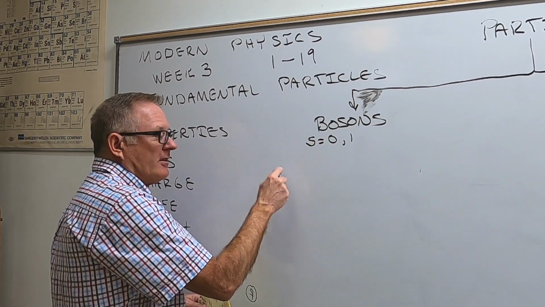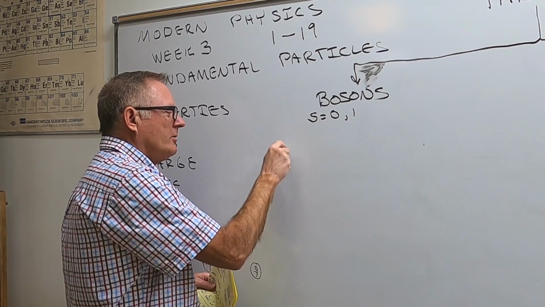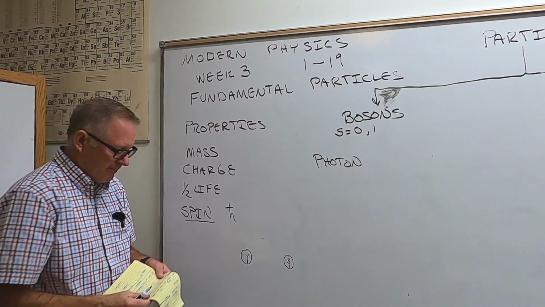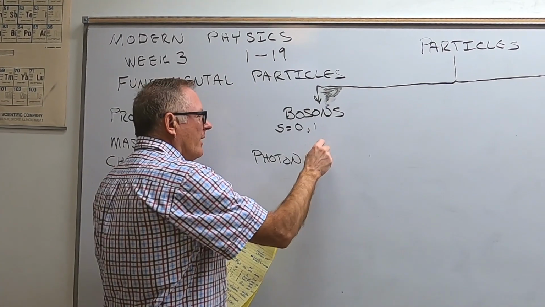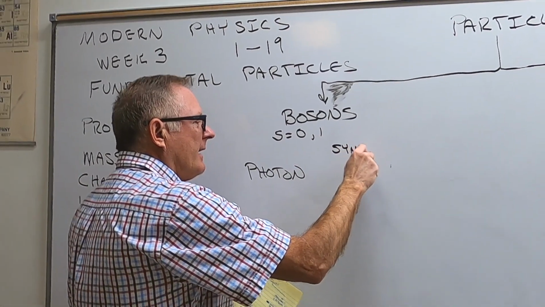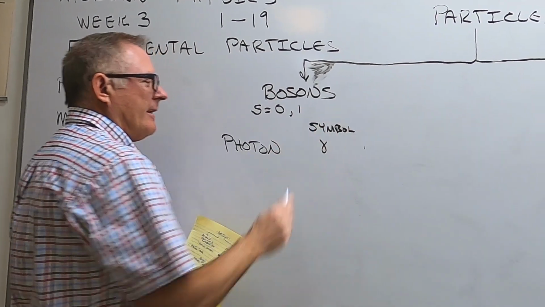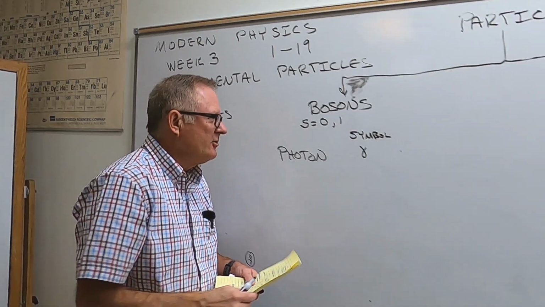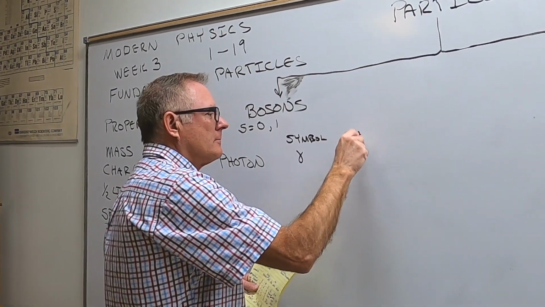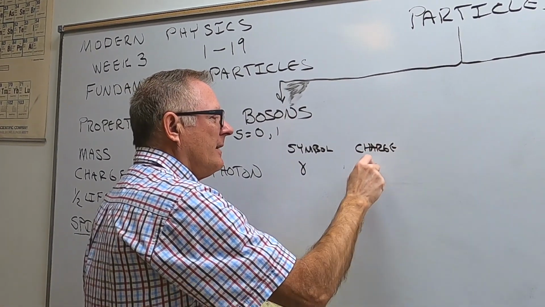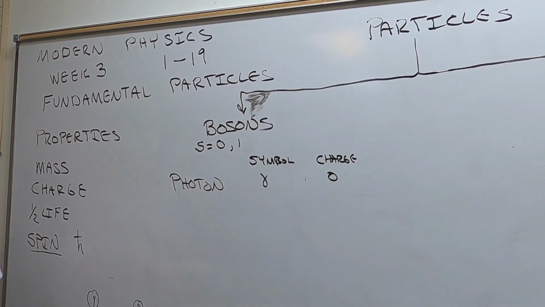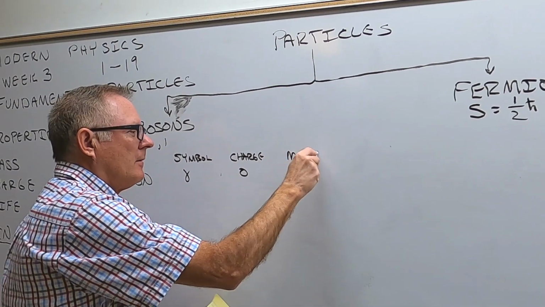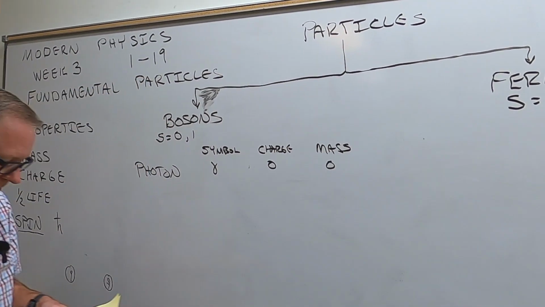One of them is the photon, the gamma ray photon. We've already had that in some of our examples. The symbol for it, we already said, is that. That's going to be the symbol for a photon of light. The charge is 0. It has no charge. The mass is also 0, which we said before.